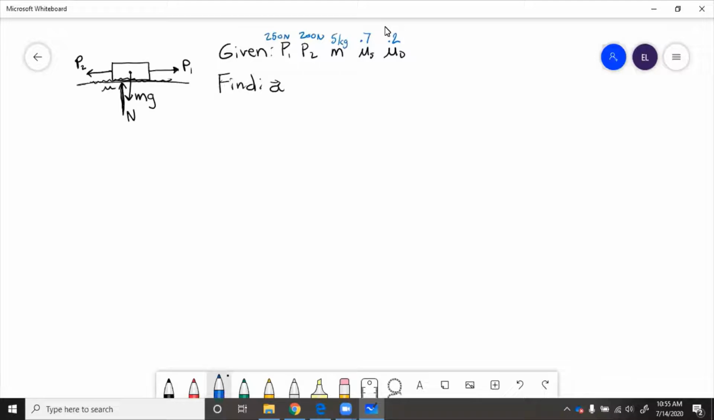So since P1 is greater than P2, that means the block is going to try to move in the direction of P1. So the friction force is going to fight it. So friction force goes to the left. Well, step 2 is assign a coordinate frame. Let's say X is in the direction of motion and Y is perpendicular to the surface.